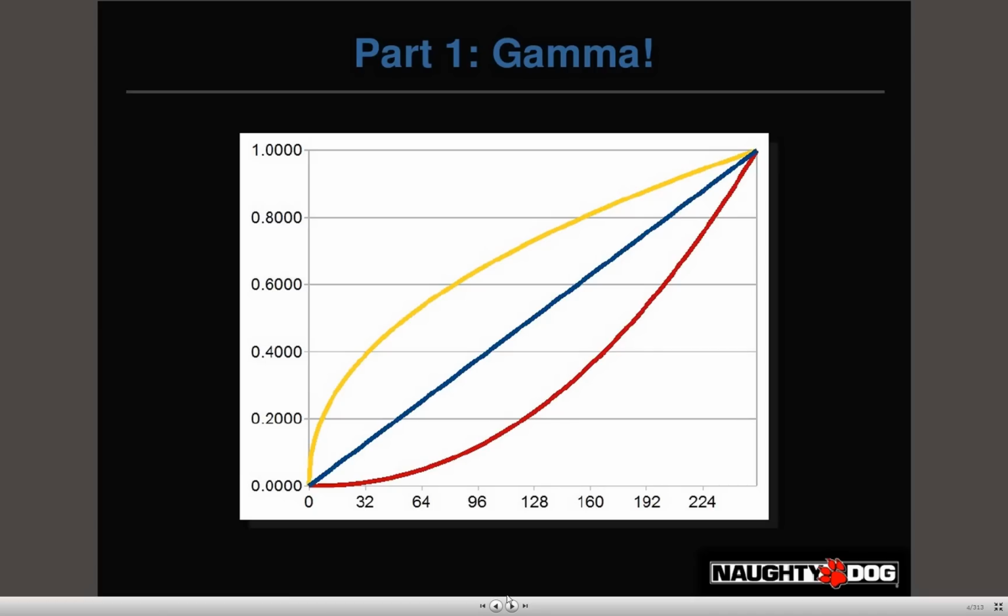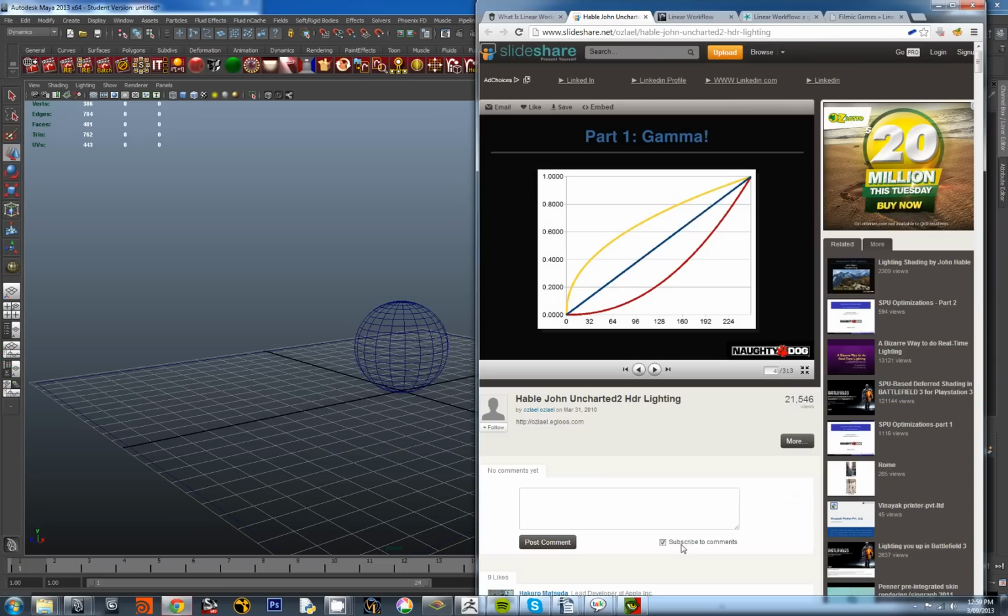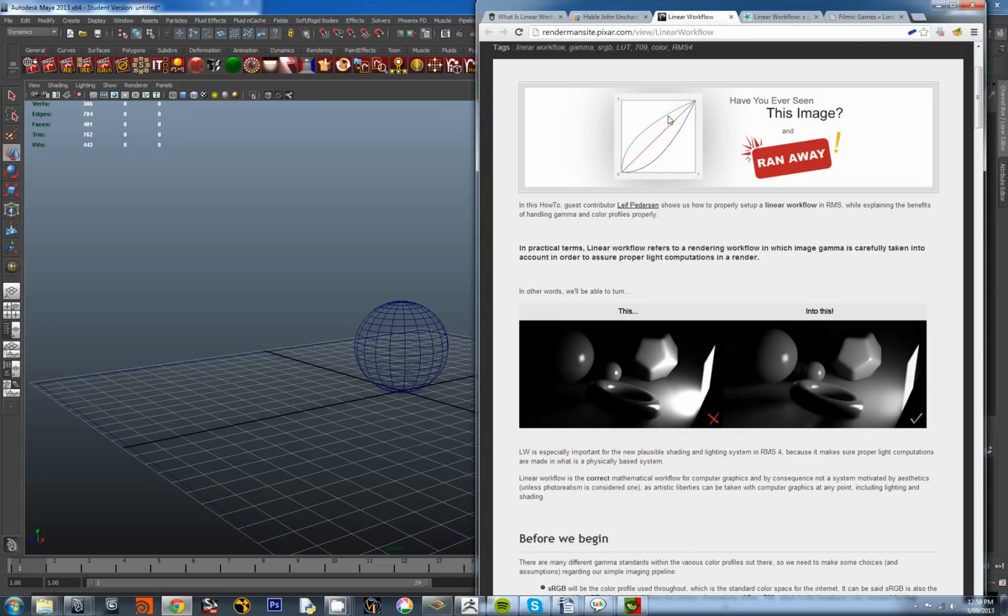This is basically the fundamental curves of a linear workflow. The red, blue, and yellow lines are nothing to do with actual colors. They're to do with the way in which an image is stored and affected within your computer. Okay, so it may make you cringe, it may make you worry, and as Leif Pedersen has actually put it, have you ever seen this image and run away? Don't be afraid of it. Please don't be afraid of it. I will do my utmost to try and explain what's going on.